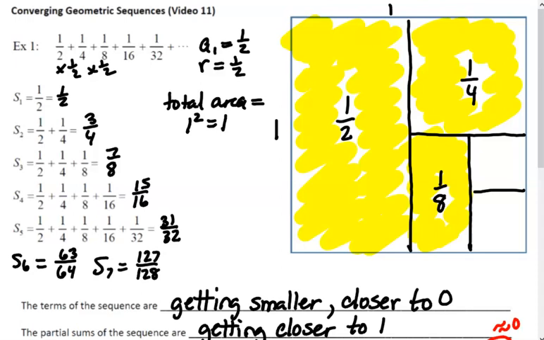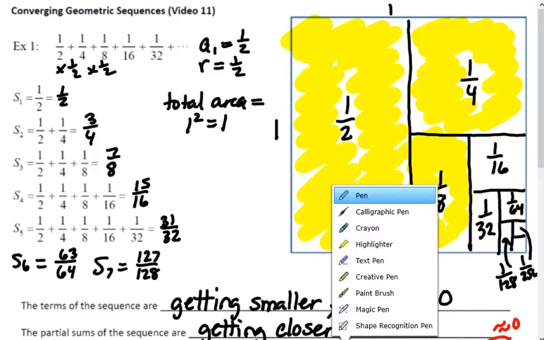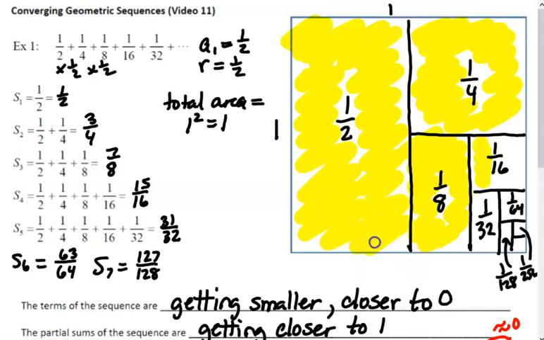Now, half of 1/8 is 1/16. Half of 1/16 is 1/32. Half of 1/32 is 1/64. Half of 1/64, this little section, would be 1/128. Half of this little section, if I can even fit this in here, would be 1/256. And I can fill in a little more of this area here. So all I have left now is this little bitty corner right here.